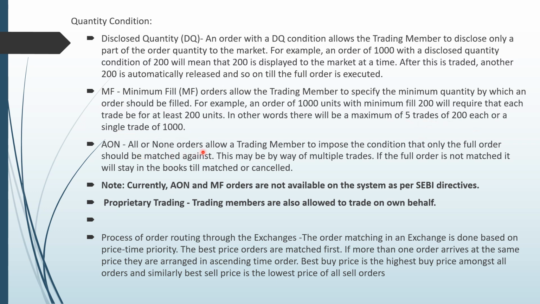All or none orders allow a trading member to impose the condition that only the full order should be matched against. This may be by way of multiple trades. If the full order is not matched, it will stay in the books till matched or cancelled. Currently, all or none orders and minimum fill are not available on SEBI.